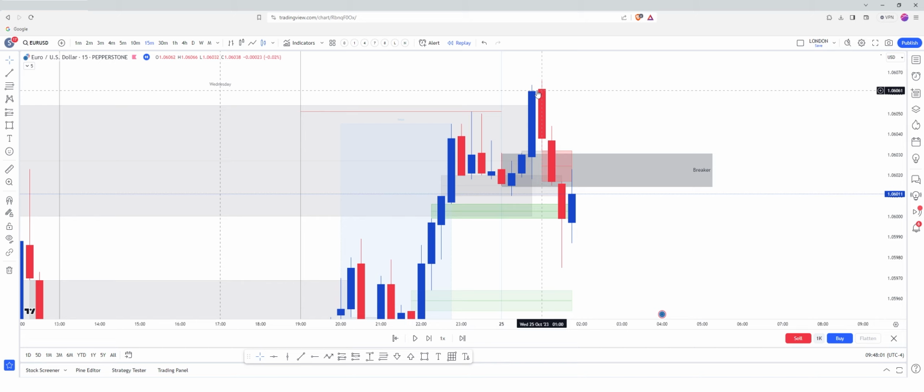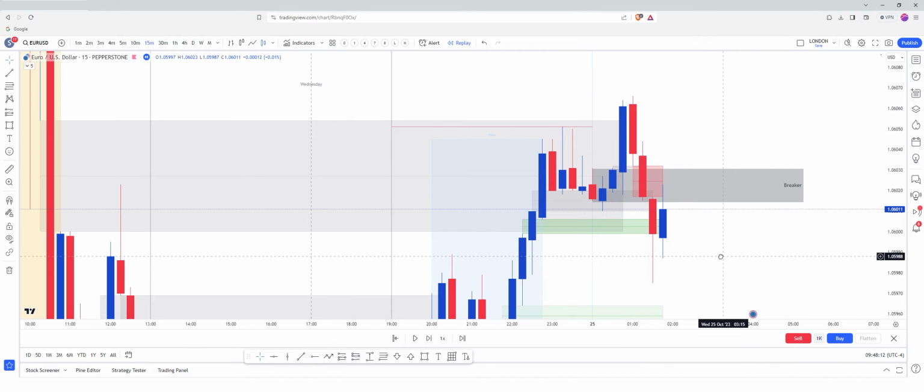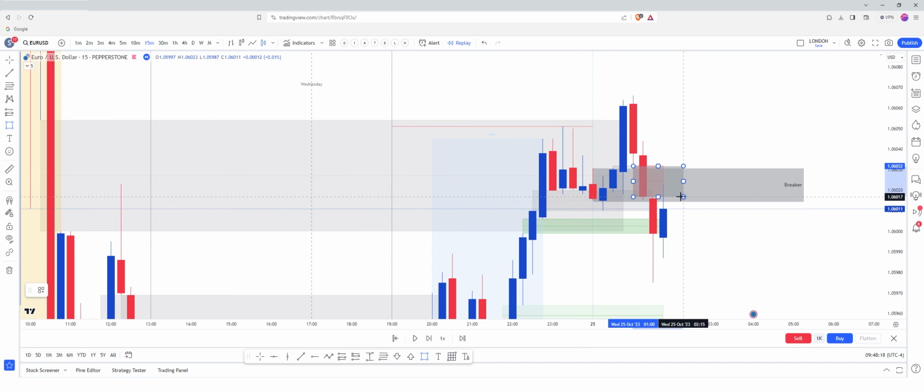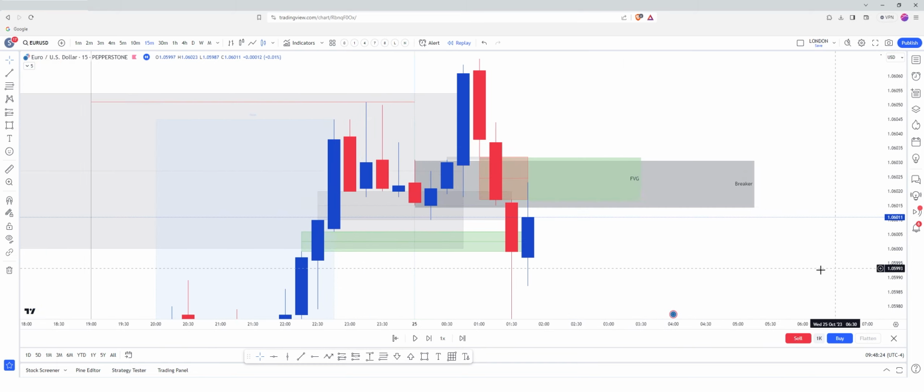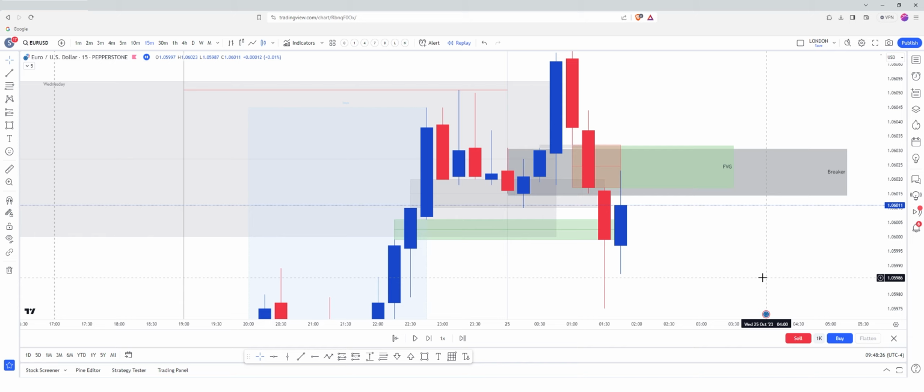So I missed the sweep at the very top of the move, which I would have got if I was in at 1 AM, but because we're trading a little bit later, I missed that. So now I'm looking at the breaker block for a reaction. Inside that breaker, we have this displacement, so we have this bearish fair value gap. And also you can see that we have closed through 2 bullish fair value gaps as well.